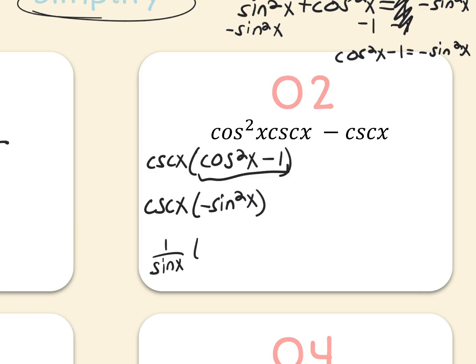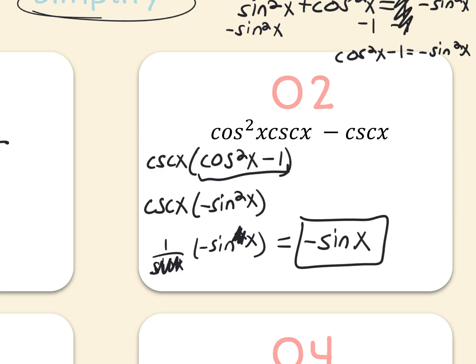And when you do 1 over sine of x times negative sine squared of x, all right, a sine squared and a sine cancel, and you're just left with a negative sine of x. And so that's your final answer here. All right, there's nothing more I can do to that. That's as simple as it gets. All right.